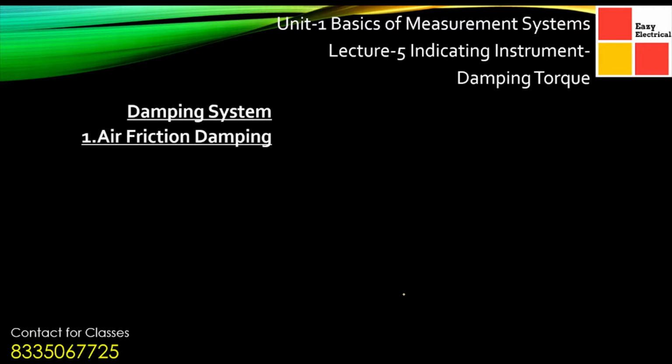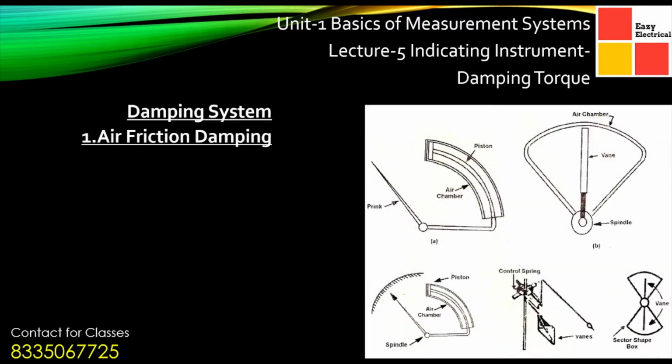Okay, now coming to today's topic, that is to give you a small idea about what is air friction damping. Air friction damping is seen, as you have seen earlier, in MI type instrument. When I classify MI type instruments, you will get the idea that there are two types: one is called the attraction type instrument, another is called the repulsion type instrument. In the next part I will discuss how air friction damping is employed in the attraction type.